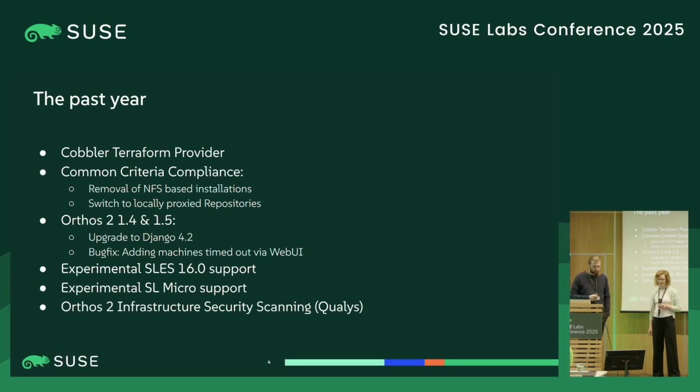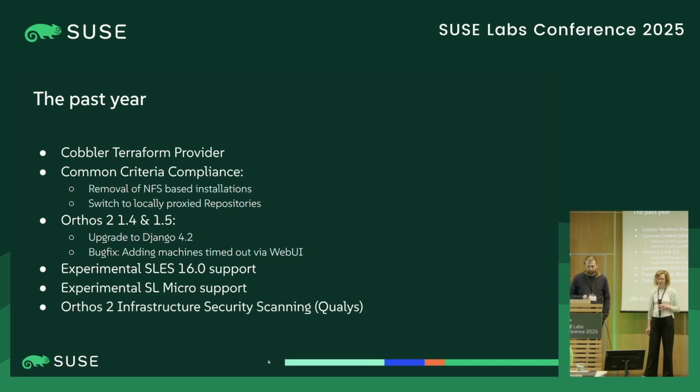In a little bit more of the recent changes, we added experimental SLES 16.0 and SL Micro support. Both of them actually don't have automated support because Cobbler is missing the features that are required for that, but you can manually install SLES 16 and SL Micro via the serial console. Other than that, one of the things that we also enabled is that Orthos 2 and its supporting infrastructure is now scanned by Qualys, which is our internal security scanning tool of choice. And I have received access to be able to respond to the corresponding security issues that appear on the scans.